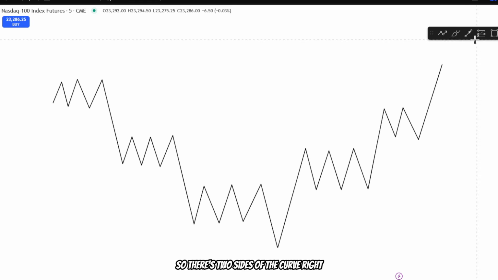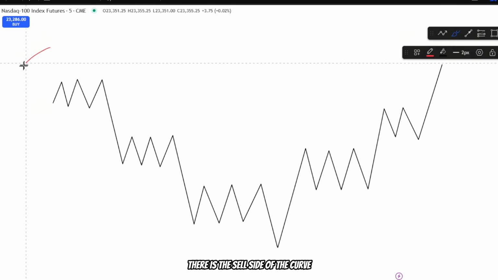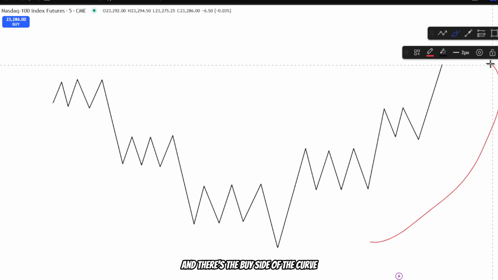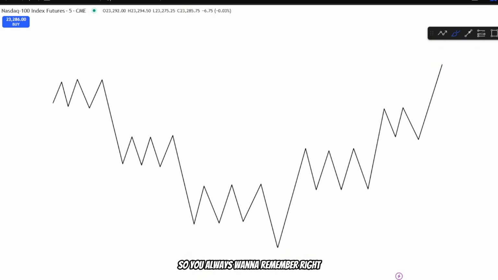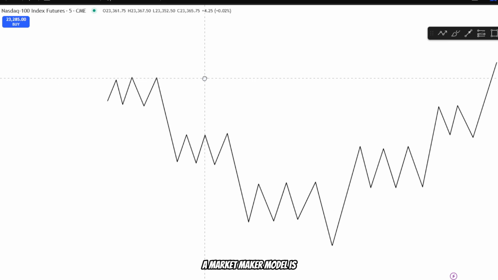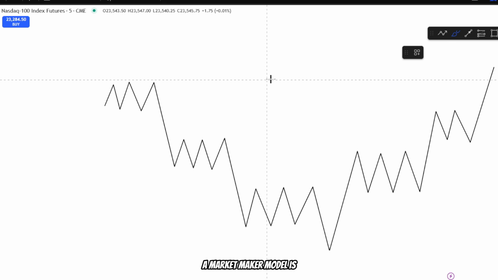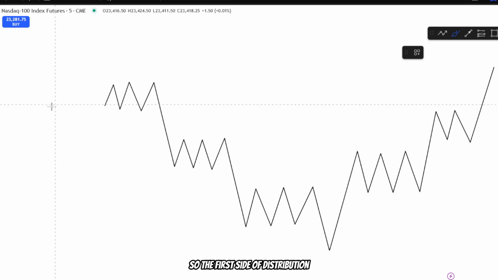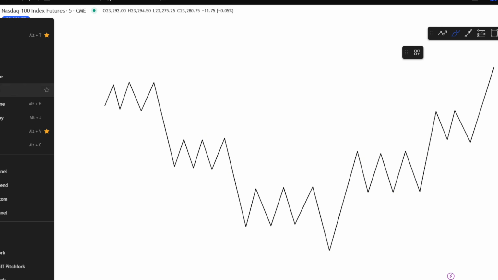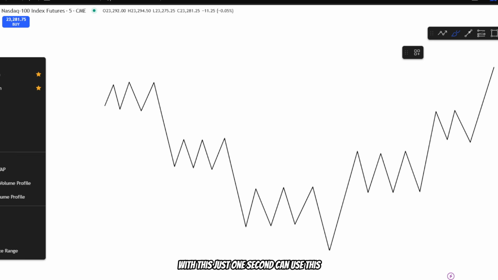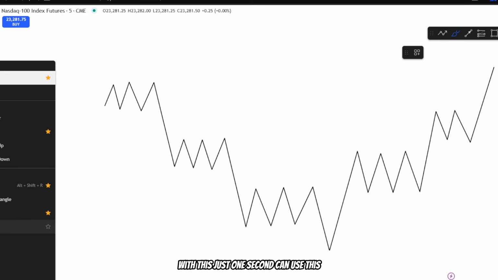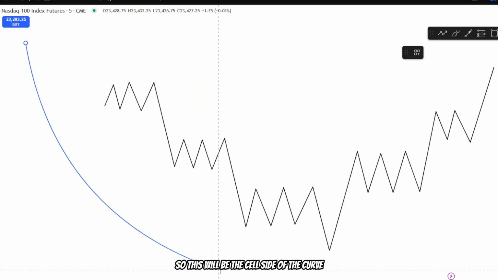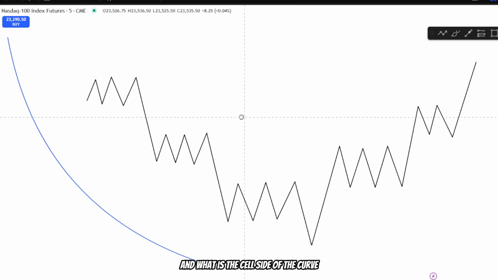So there's two sides of the curve, right? There is the sell side of the curve and there's the buy side of the curve. So you always want to remember, a market maker model is basically two sides of distribution. The first side of distribution is going to be the sell side of the curve, which we can illustrate with this. So this will be the sell side of the curve. And what is the sell side of the curve?